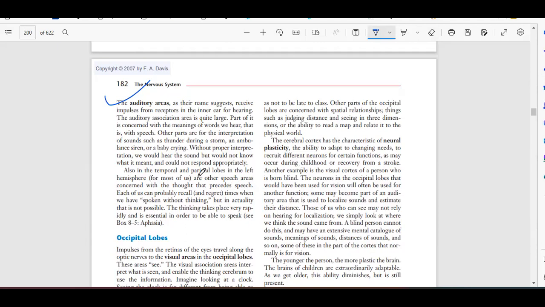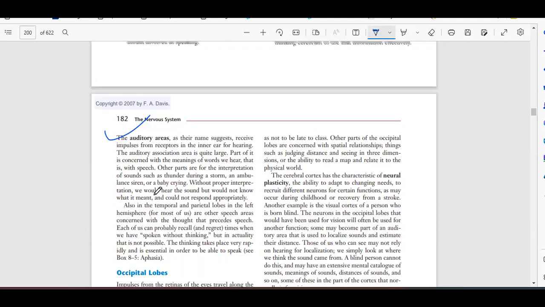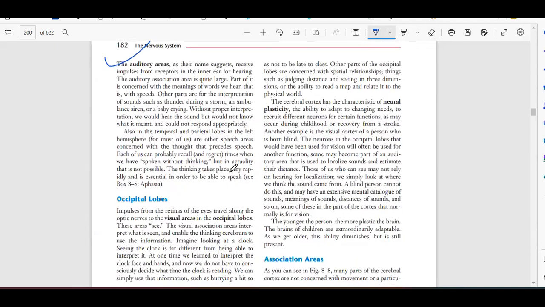Also, the temporal and parietal lobes in the left hemisphere are other speech areas concerned with the thought that precedes speech. Each of us can probably recall times when we have spoken without thinking, but actually that is not possible. The thinking takes place very rapidly and is essential in order to be able to speak.